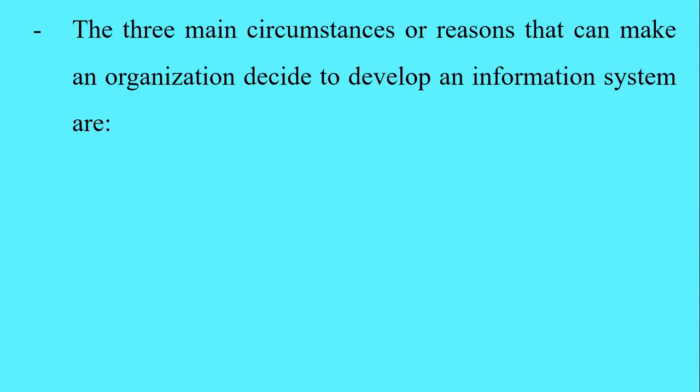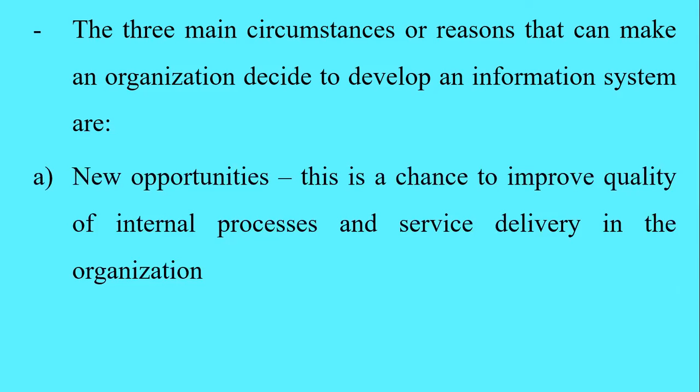The three main circumstances or reasons that can make an organization decide to develop an information system include: number one is existence of new opportunities. This is a chance to improve quality of internal processes and service delivery in the organization.